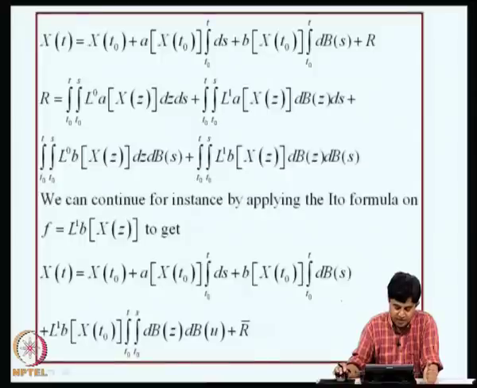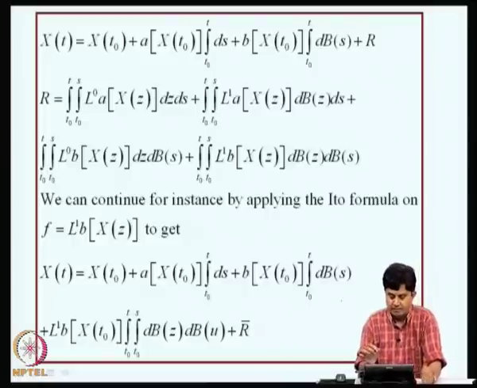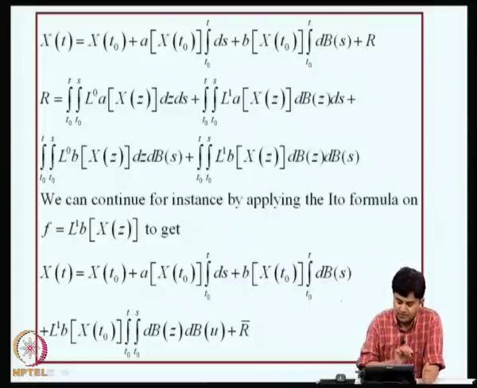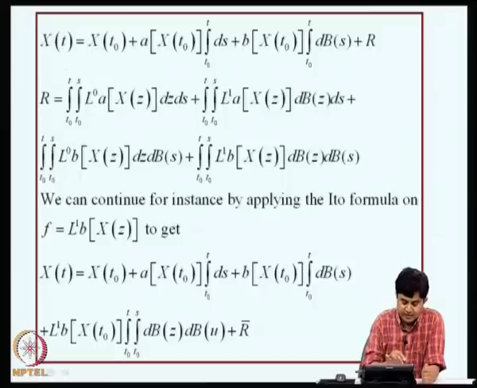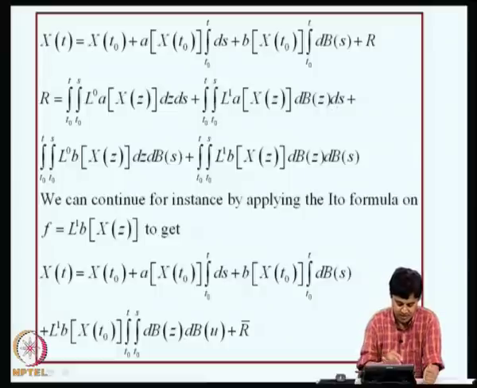Now, I can proceed further. I am basically following what I did for deterministic Taylor's expansion with additional care, additional steps to take care of the peculiarities of the Brownian motion process. So, x of t can be written as x of t naught plus a into t naught ds plus b into t naught dBs plus this remainder term, which has double integral L naught a dz ds plus double integral L1 a dBz ds plus L naught b dz dB plus L1 b dBz dBs.